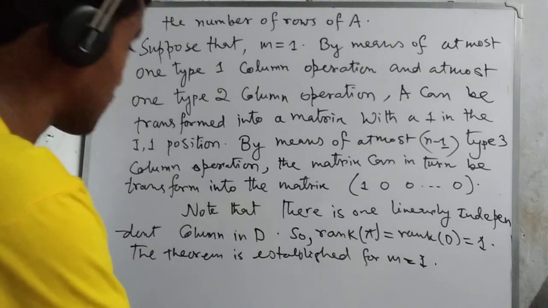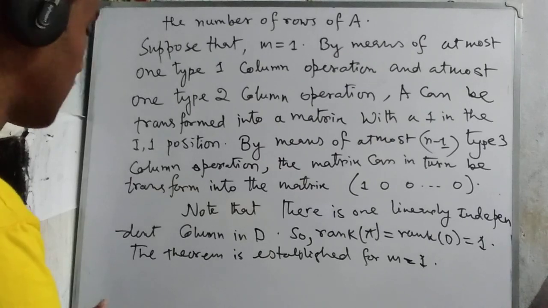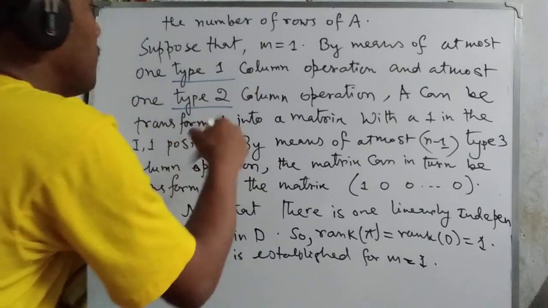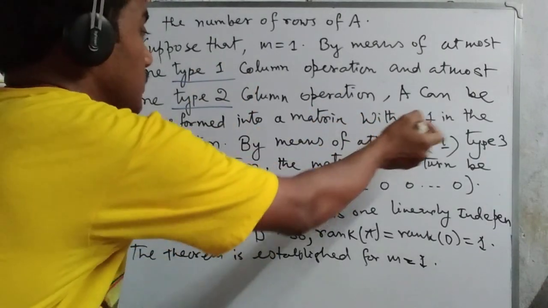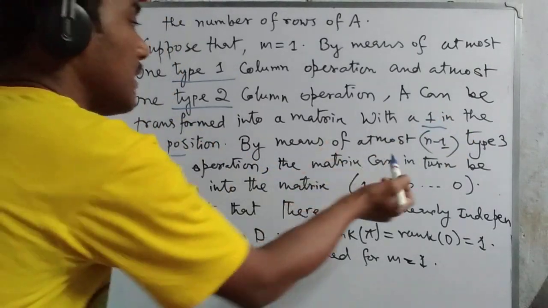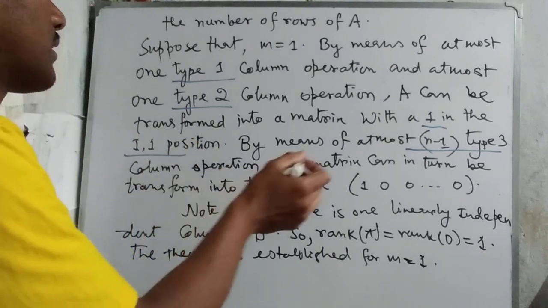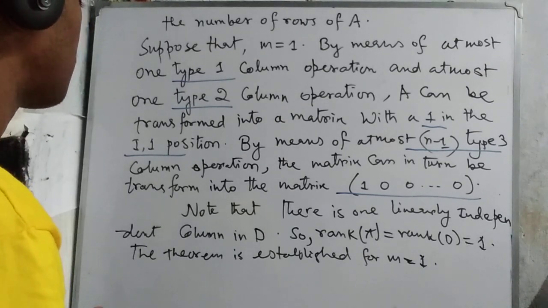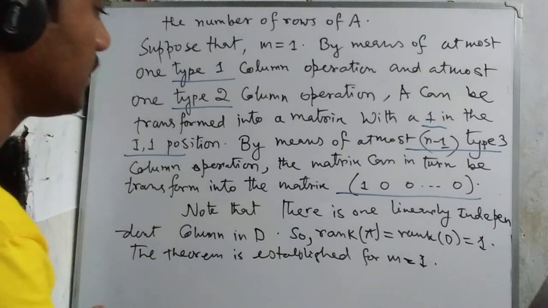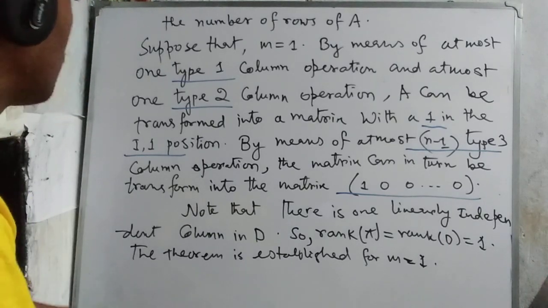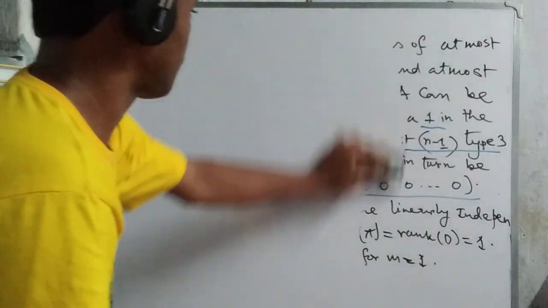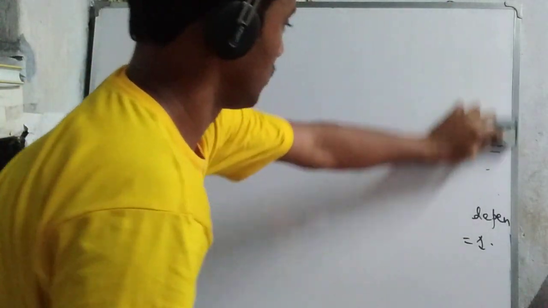Now we erase that portion and go to further discussion of that. That means what operations we used here? Just type 1 and 1 type 2 column operation, that means with 1 in 1 1 position, and then by at most n minus 1 type 3 column operation, then we get this matrix. Then obviously we show that there is 1 linearly independent column in D, then rank of A equal to 1. So we erase that portion and go to further discussion of that. So we write it here.